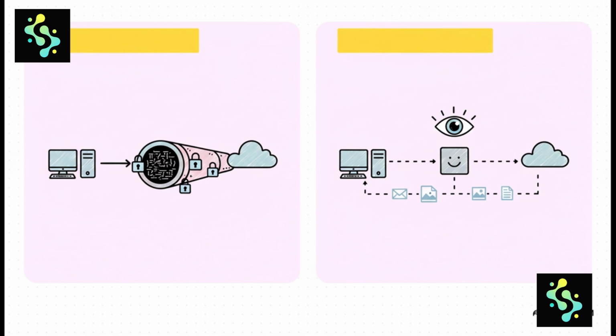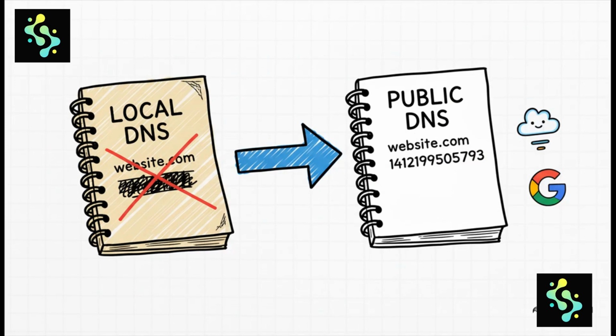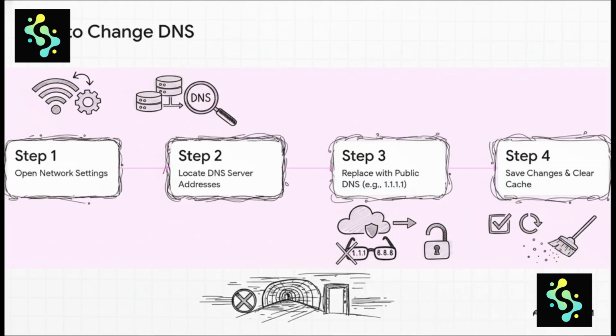Now for a very clever, kind of low-level trick. Sometimes a network block is just lazy. It works by telling the local network's phone book, that's the DNS server, that a certain website doesn't exist. So all we have to do is tell our computer to use a different phone book. It's that simple. And it's surprisingly easy to do.